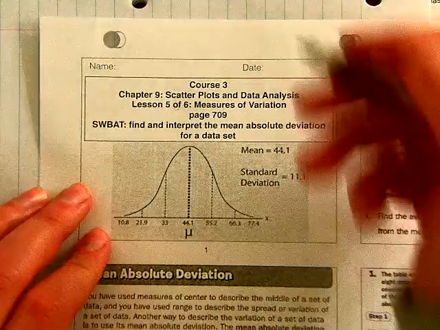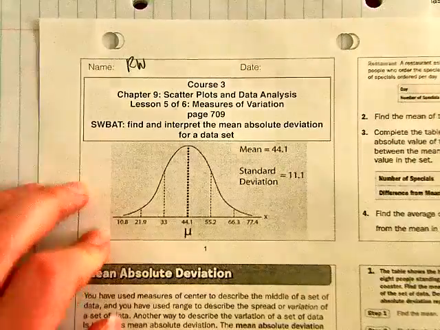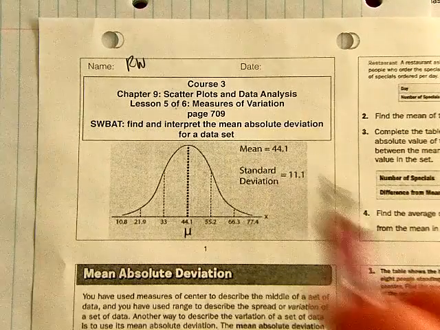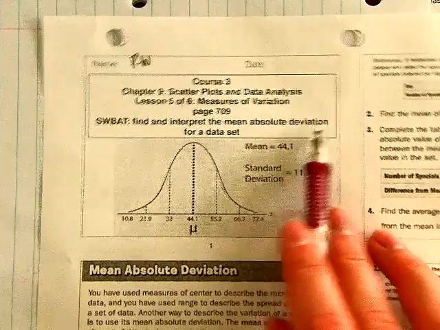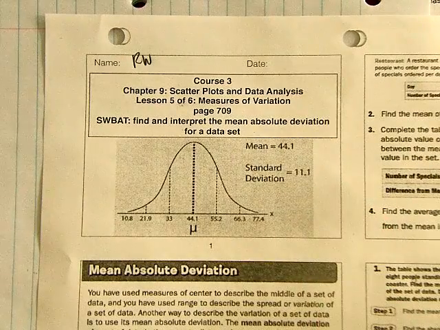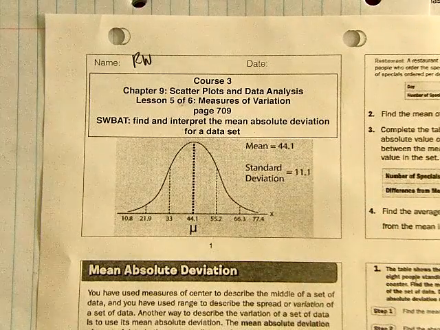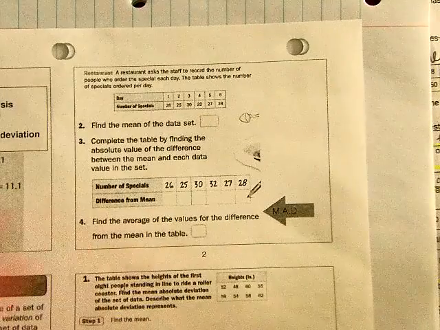All right, so today's lesson is called Measures of Variation. Measures of variation just means how things vary. So we're going to be able to find the mean absolute deviation, which I'm going to abbreviate, for our data set. So we're just going to find the average and how things differ from the average.